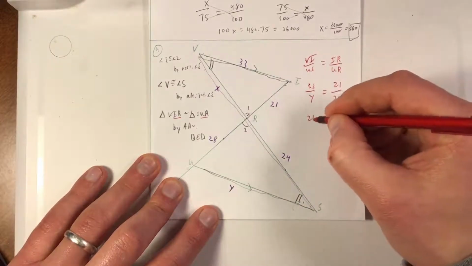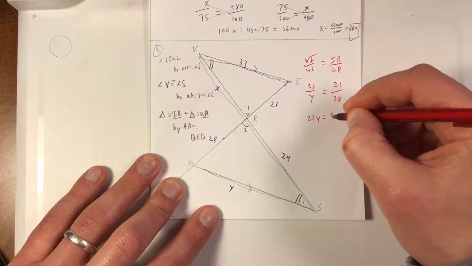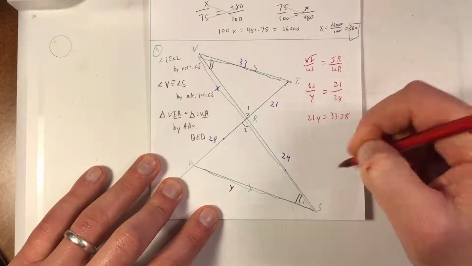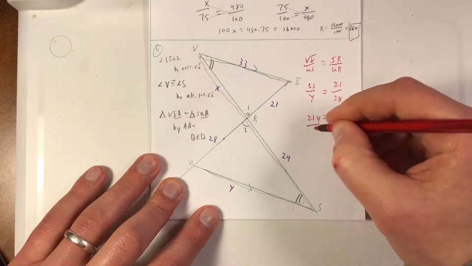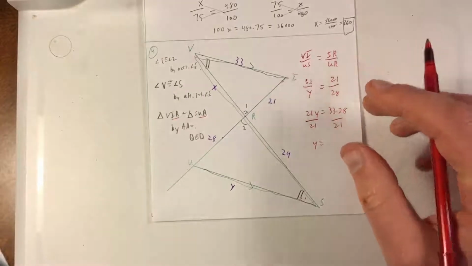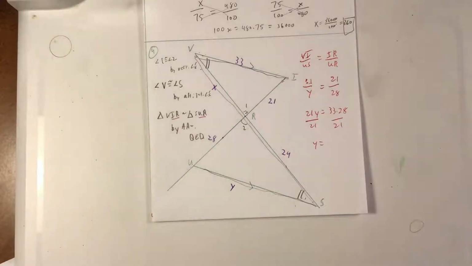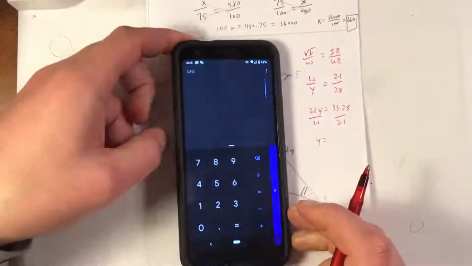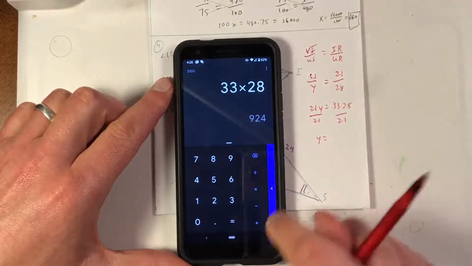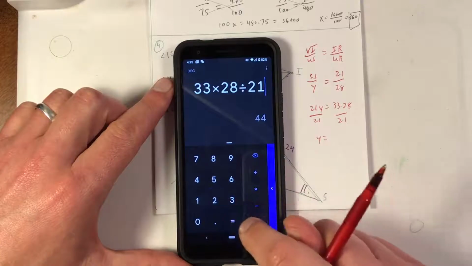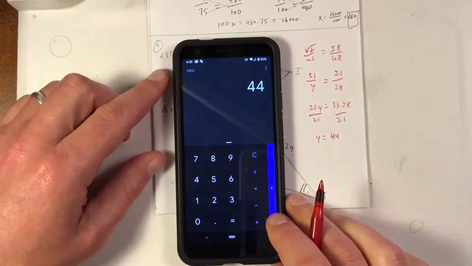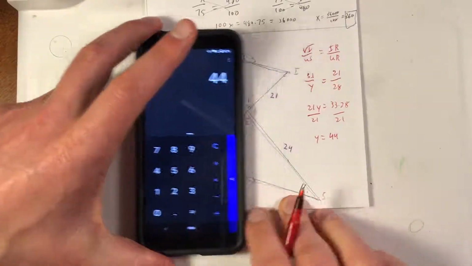Cross multiply, 21y is equal to 33 times 28. I don't know what that number is. I could do it. I'll do it later. We'll divide both sides by 21, and let's figure it out. So 33 times 28 divided by 21, 44. There we go. Easy peasy lemon squeezy.